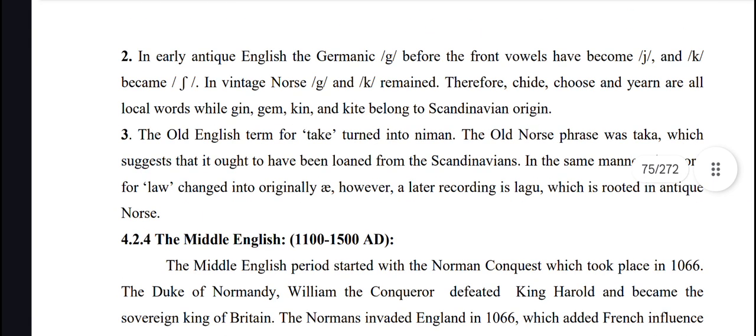In early Old English, the Germanic g before front vowels becomes y, and remains g in Old Norse. Therefore, words like give, get, gift, gate, and guest are all Scandinavian words, and game, kind, and teeth belong to Scandinavian origin.